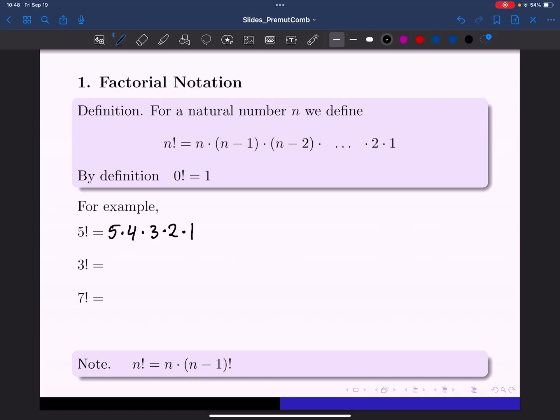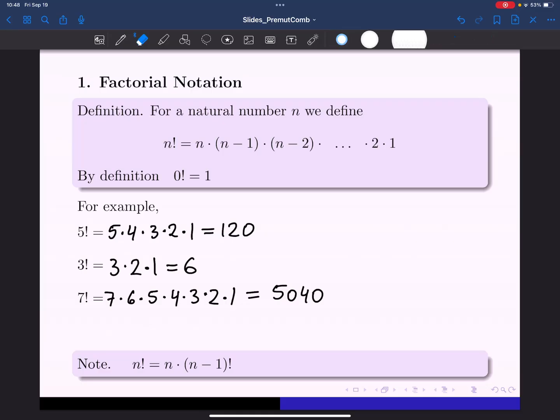And we can type all of that in the calculator and we should get 120. Then 3 factorial would be starting from 3 times 2 times 1. So this is equal to 6. Then 7 factorial means that we go 7 times 6 times 5 times 4 times 3 times 2 times 1. We can type it on a calculator, and this would be 5040.